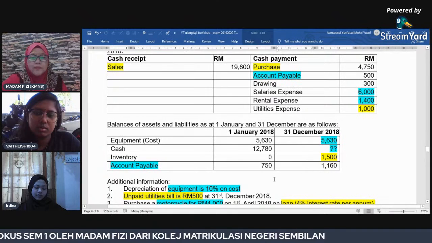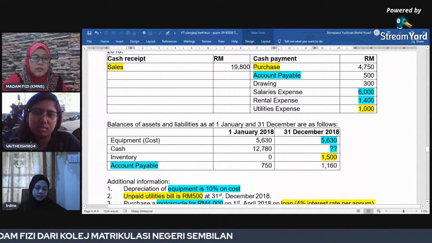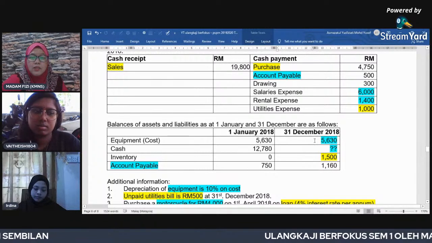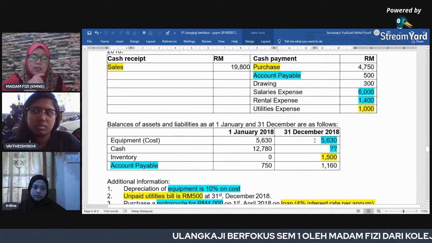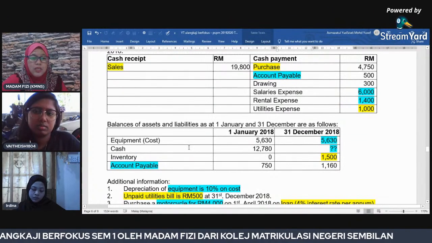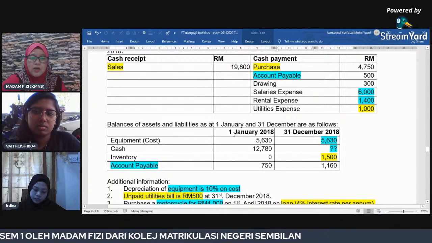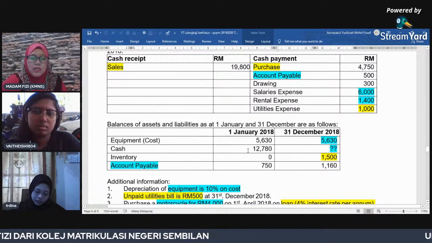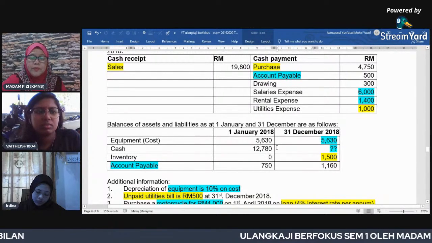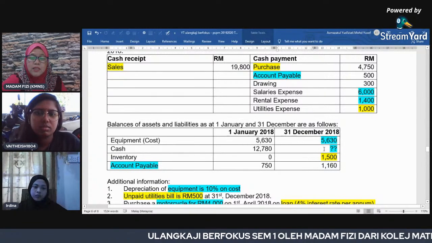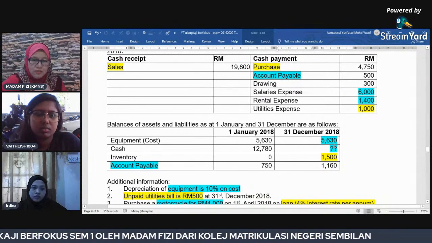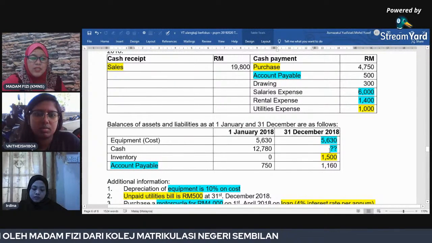Okay. Okay, one more, you can see that equipment here. Okay, January and also December same. Okay, so that's mean you have to calculate the depreciation expenses. Okay, and one more thing, you can see that cash here. Okay, on 1st January, that is the beginning. Balance brought forward is 12,780. But for the balance carry forward, question mark. That means you have to calculate yourself. Okay, to get the figure.